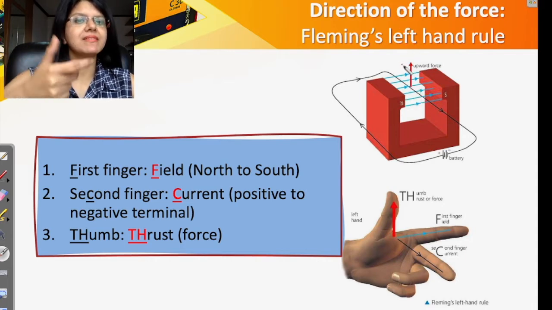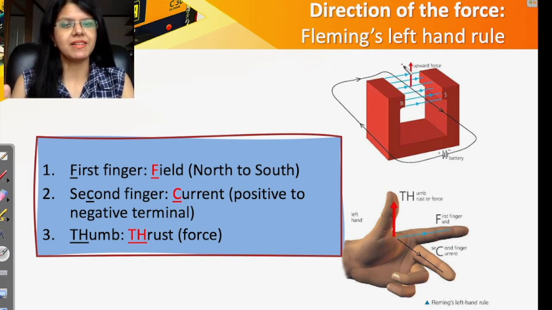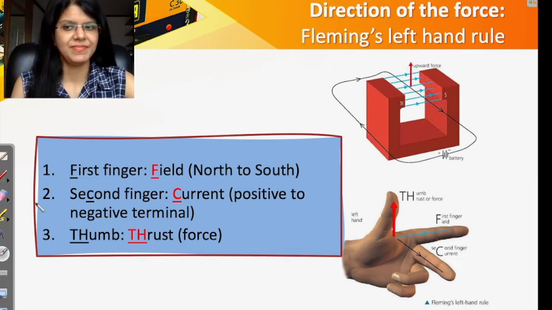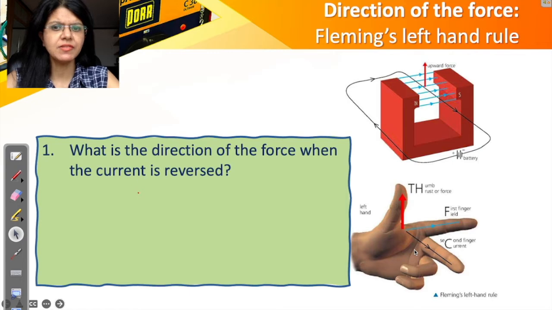Alright, this is your Fleming's left hand rule. Very simple to understand, very simple to remember as well, if you remember all these hints which come from the name of the fingers itself. Alright, so let's answer a few questions. What is the direction of the force when the current is reversed? Let's reverse the current. Let's change the marking of the current on our diagram. The current is reversed. Maybe it's because the battery is now reversed. Now you have the negative terminal on this side and positive terminal on the other side, right? The current is flowing the other way around.